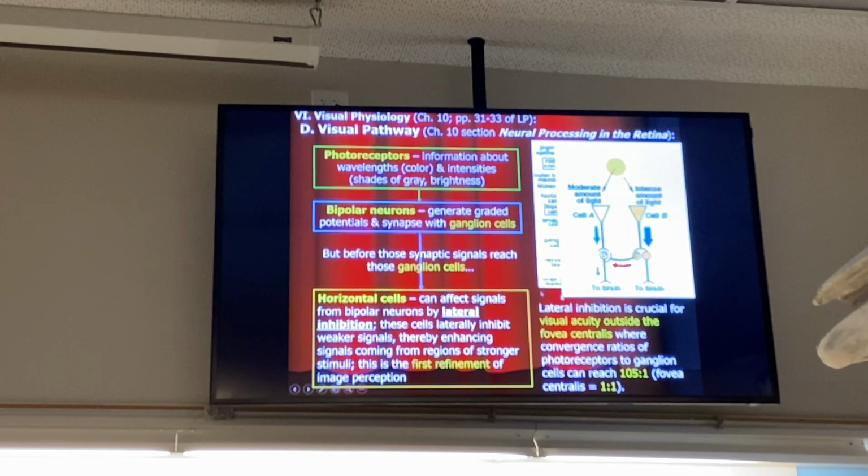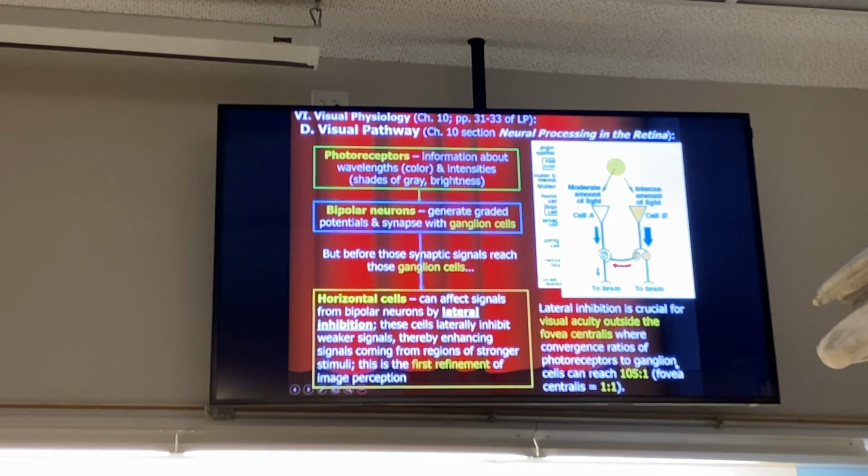All right, this lateral inhibition is really, and I already mentioned this, but I'm going to bring it home again and again and again. This lateral inhibition is really crucial outside the fovea centralis. You need this refinement when you have convergence. If it's 1 to 1 to 1, you don't need lateral inhibition. That's why there are no horizontal cells in the fovea centralis, outside the fovea centralis only.